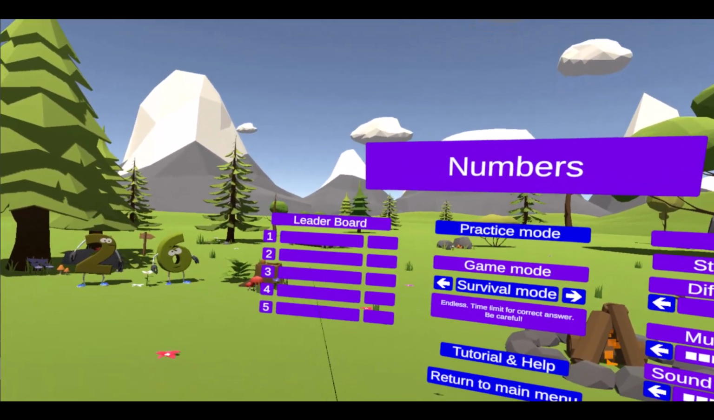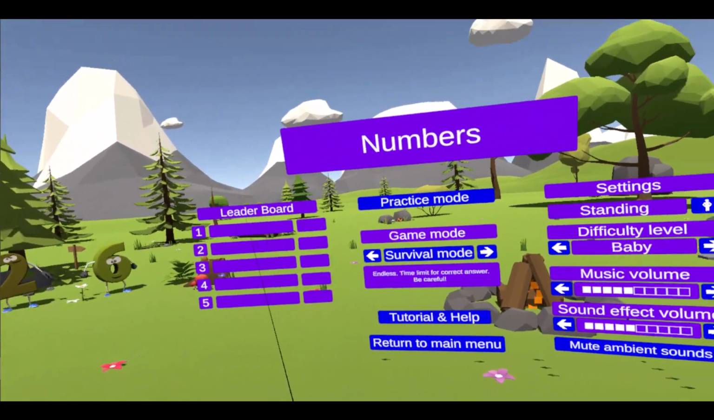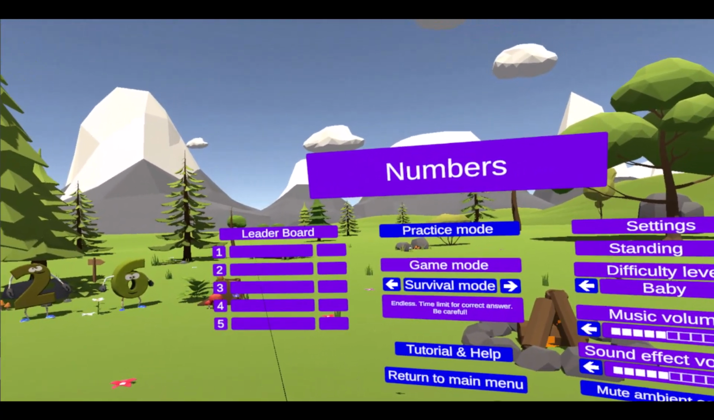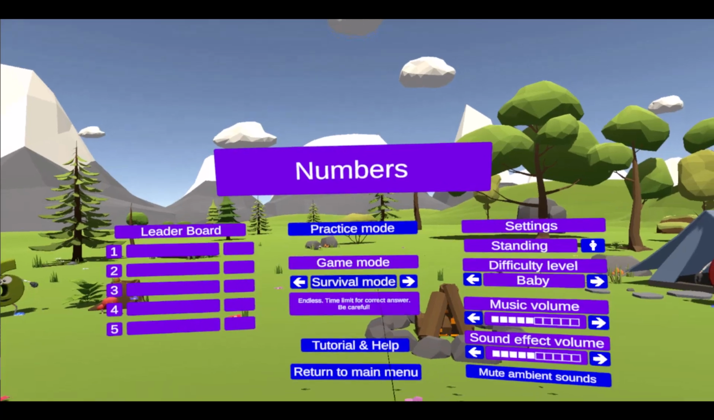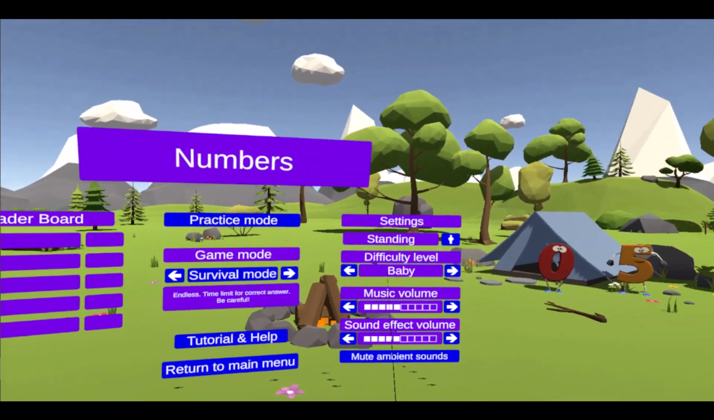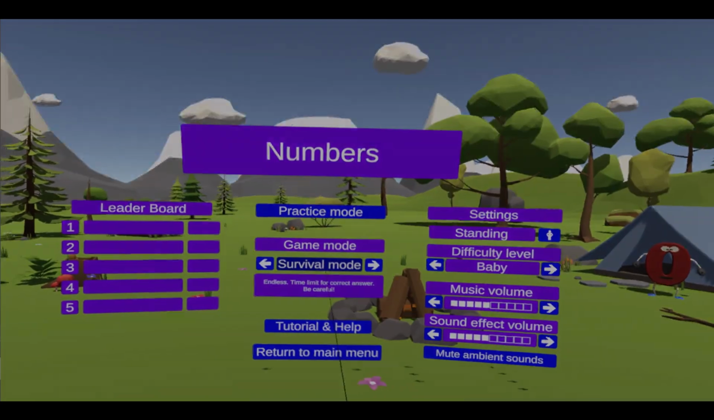I don't know if I said this before, but this is a pre-release version of the game. So by the time hopefully you're playing it, it should be on Steam, and this should be populated with leaderboards or scores for each of these different modes. And also the game has achievements. So let's have a look at survival mode, baby.